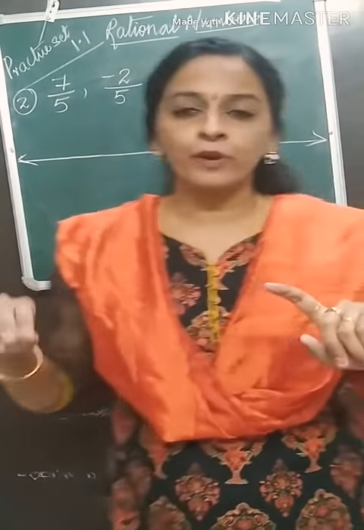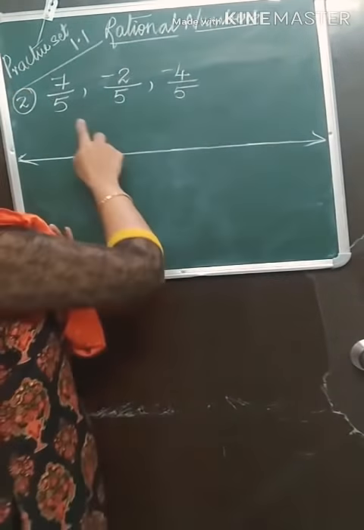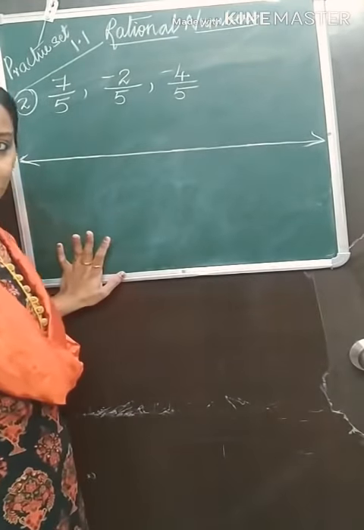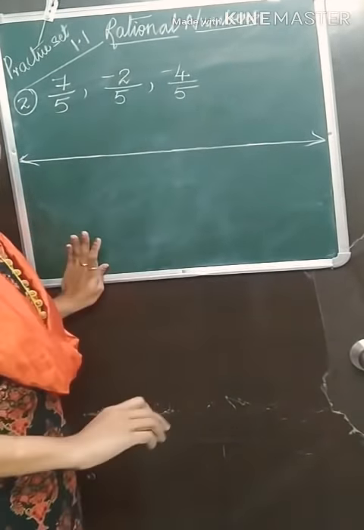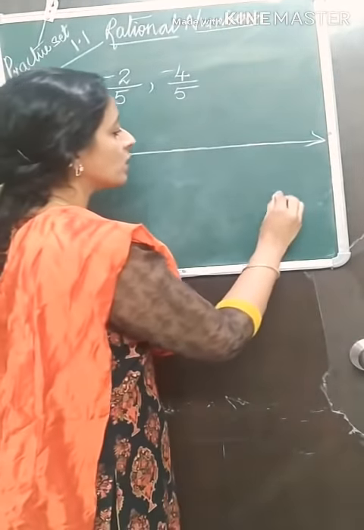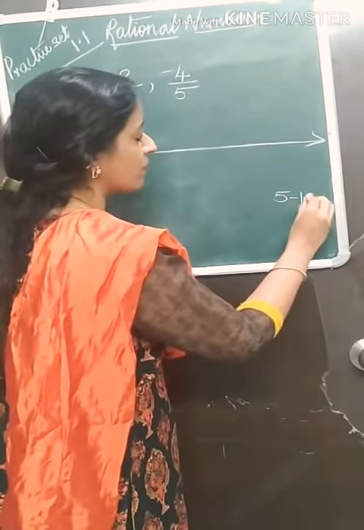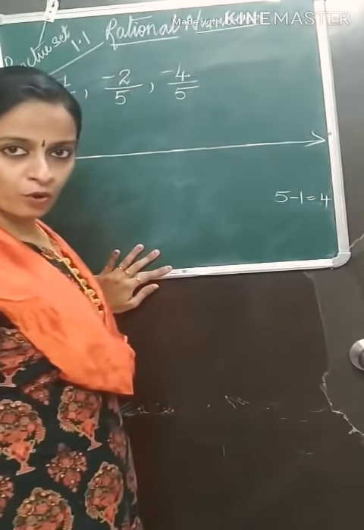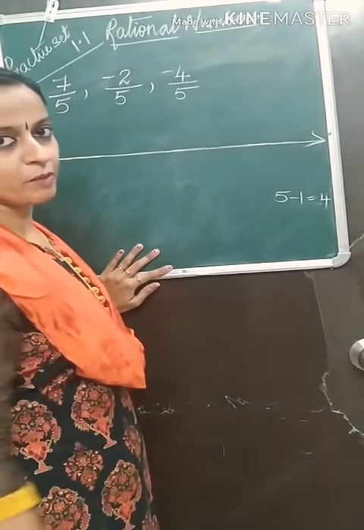What is the first step? You have to look at the denominator. What are the denominators? 5. Okay, 5 is the denominator. Now you subtract. I gave you one trick, no? How to do this? You subtract 5 minus 1. 5 minus 1 is equal to 4. Okay? Keep this number in your mind.